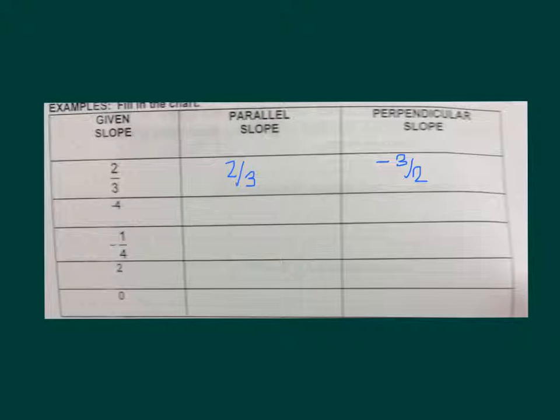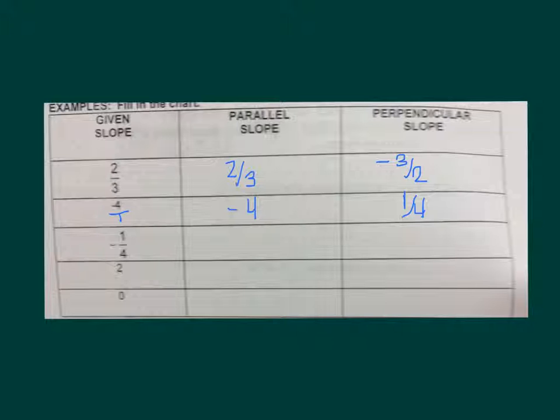Then we're given a slope of -4. The parallel slope is the same, so it is -4. Our perpendicular slope, again remember, is the negative reciprocal. But the problem is we have a whole number here. It's not in a fraction. To make a whole number a fraction, we always put it over 1. So we have -4 over 1 as our original slope. To get the perpendicular slope, we flip that fraction. It's 1 over 4, and it was negative, so now it's positive.